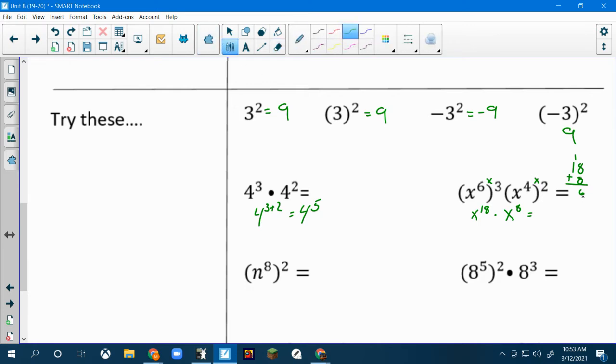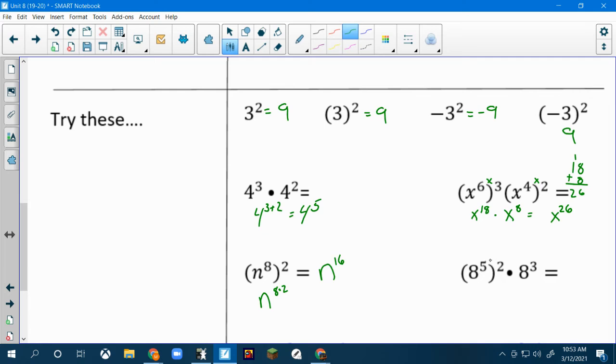We get x to the 26th. N to the 8th to the second. N to the 8th squared. That means that we are going to do n to the 8 times 2. So you're going to get n to the 16th.